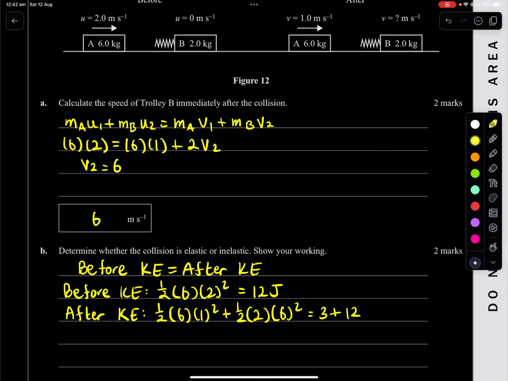What have I done here? Wait. What have I done? I've done something wrong. So if that's 12 minus 6, that's 6, and we have to divide it by 2. So this is supposed to be 3. Oh, stupid, yeah. So that's 3.